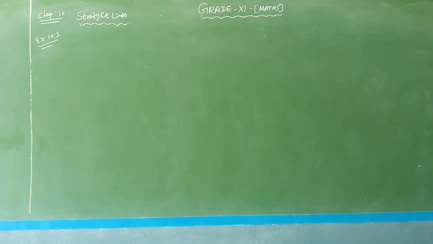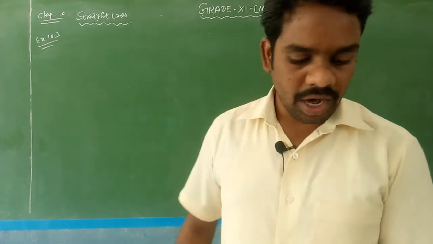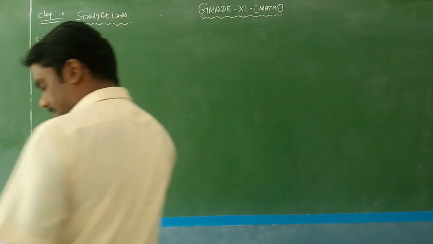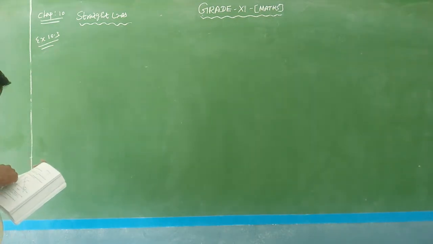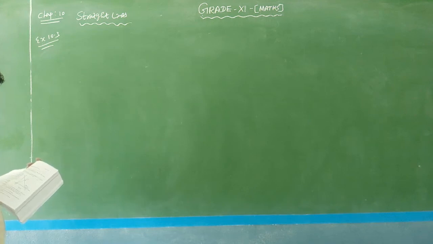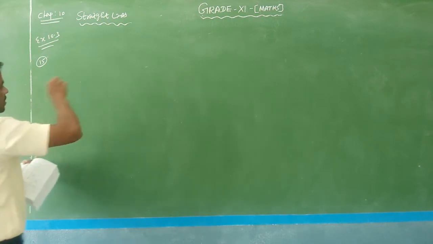Next, question number 15. Listen: the perpendicular from the origin to the line y equal to mx plus c meets it at the point minus 1 comma 2. Find the values of m and c.